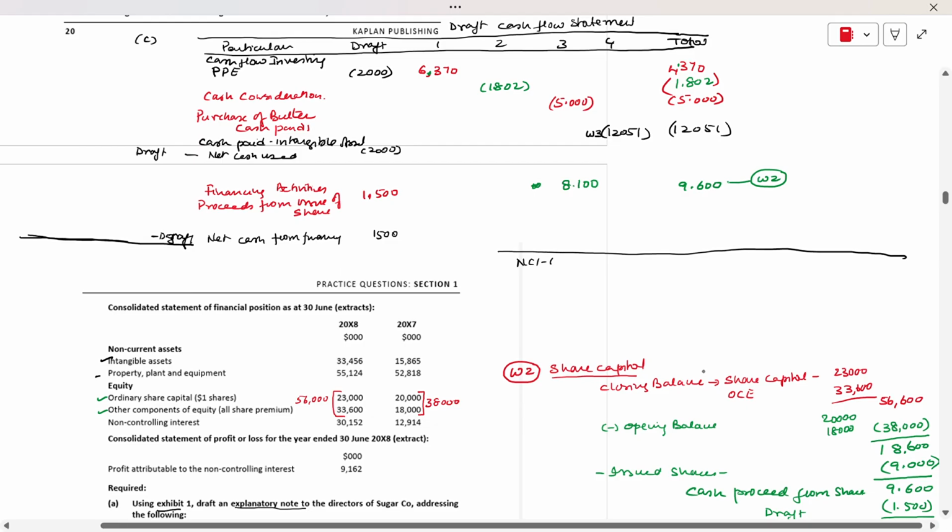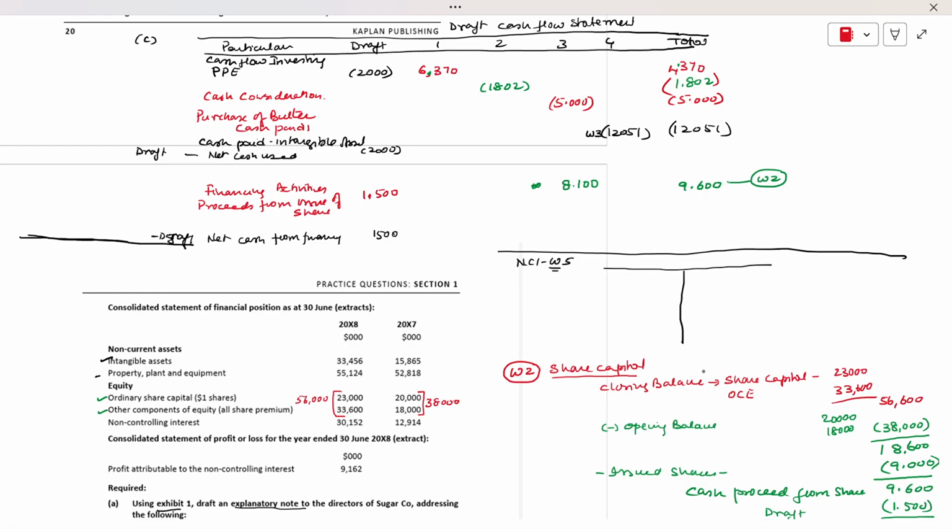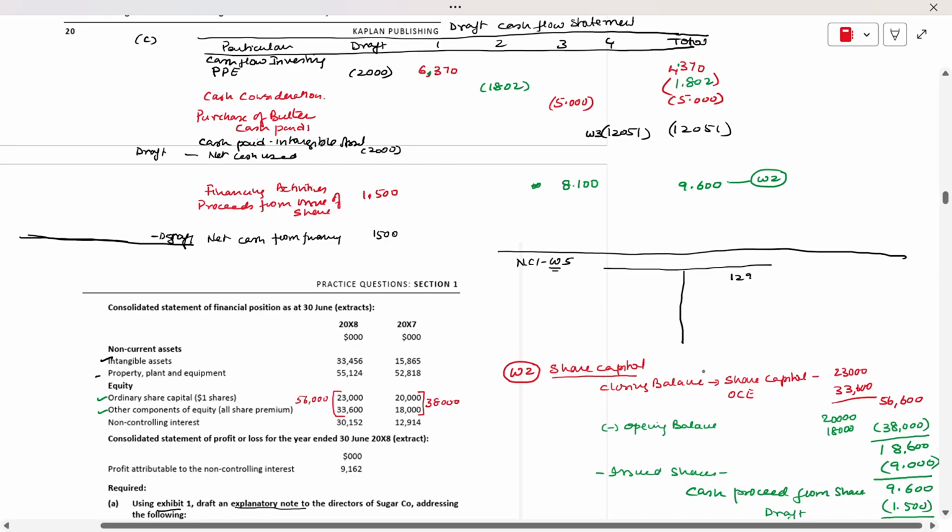Okay, NCI. It is working 5. Okay, you put it in a T form. That will be more easy for us. Okay, now NCI is a liability. How much is the opening balance? Okay, brought forward. It is a liability. Opening balance is how much? How much is the opening balance of NCI? Opening balance of NCI is 12,914. Opening balance. Is it right? Closing balance. How much is the closing balance? Closing balance is 3152. Okay, 3152.